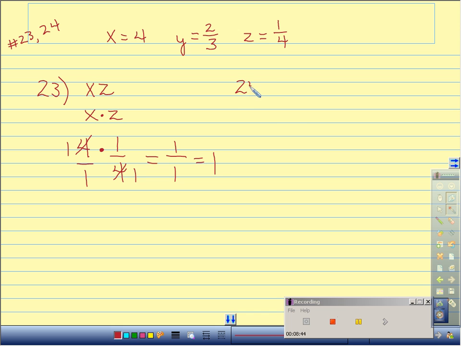Number 24 is just 3x. No mathematical symbol in between the 3 and the x, so we know that means for us to multiply 3 times the value of x. 3 times our value of x, which is 4. Well, I think we can handle that. 3 times 4 is 12.